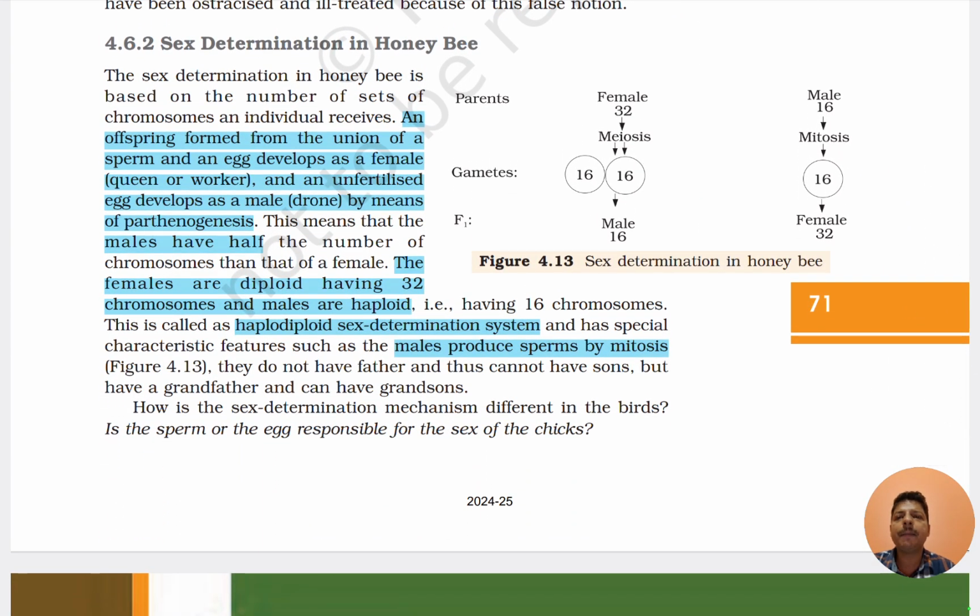Next, in honeybee, you can see an offspring formed from the union of a sperm and an egg develops as a female, either queen or worker, and an unfertilized egg develops into a male, that is drone, by means of parthenogenesis. This means that the male has only half the number of chromosomes of the female. The females are diploid having 32 chromosomes and males are haploid having 16 chromosomes, as you can see in this diagram. And that's why the male does not have a father, thus cannot have a son, but has a grandfather and can have grandsons.